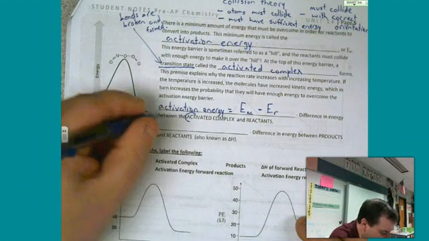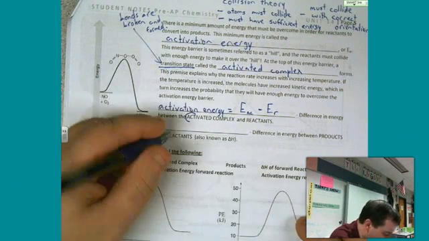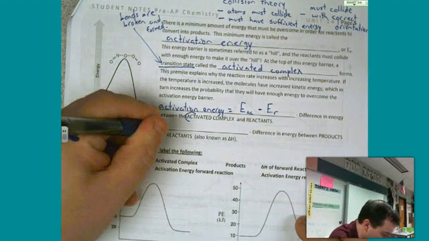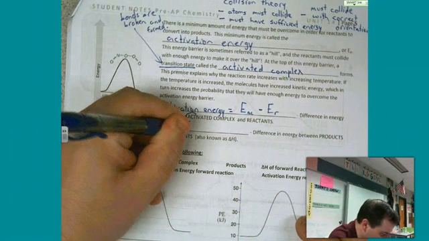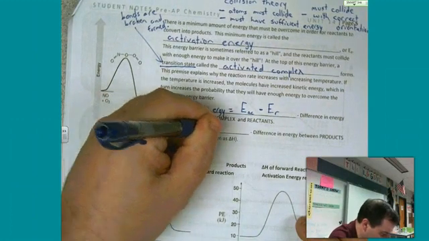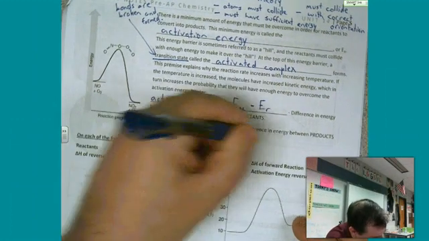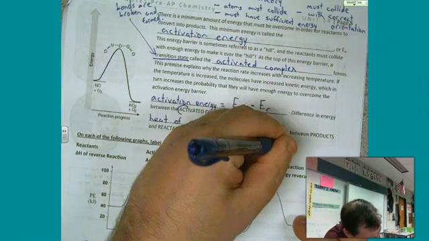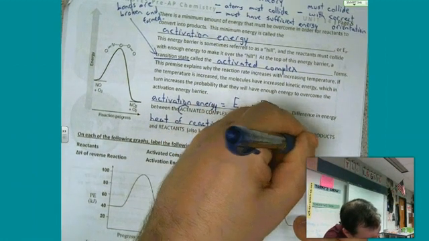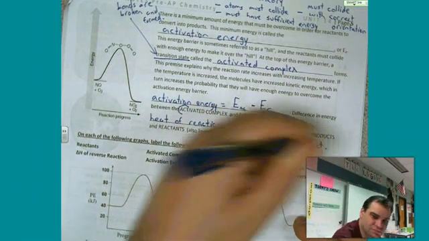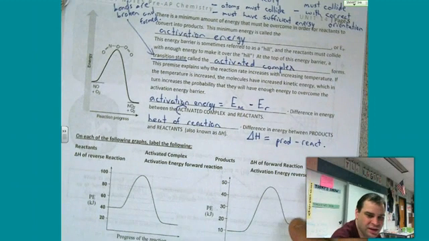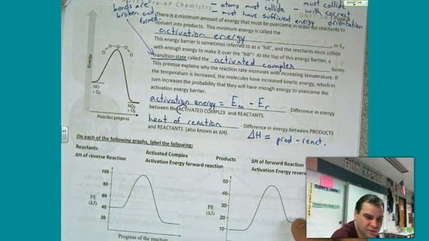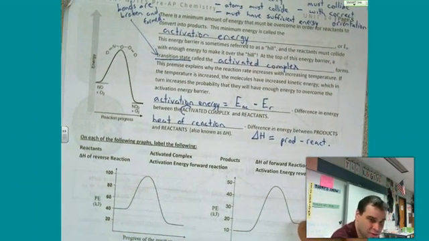And then the difference between products and reactants is what we call the heat of reaction, or the enthalpy of reaction. Delta H is equal to products minus reactants, and activation energy is equal to the activated complex energy minus reactants.